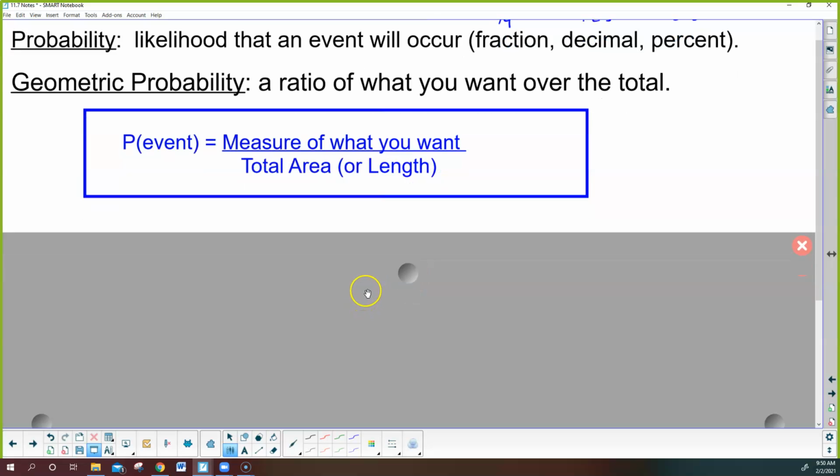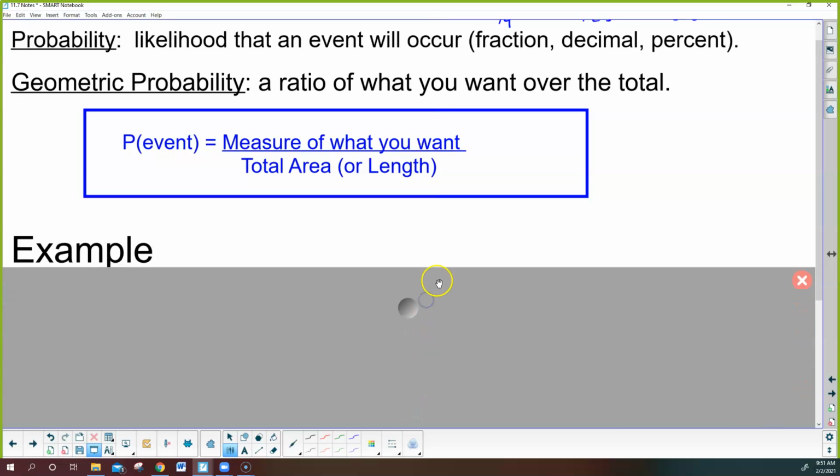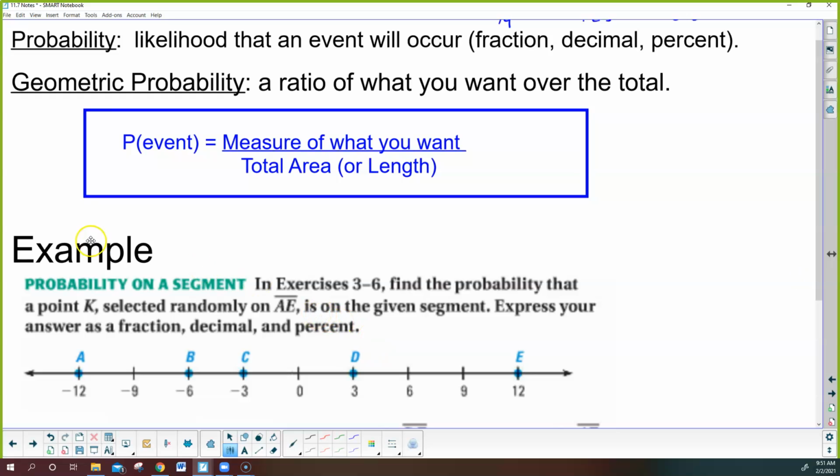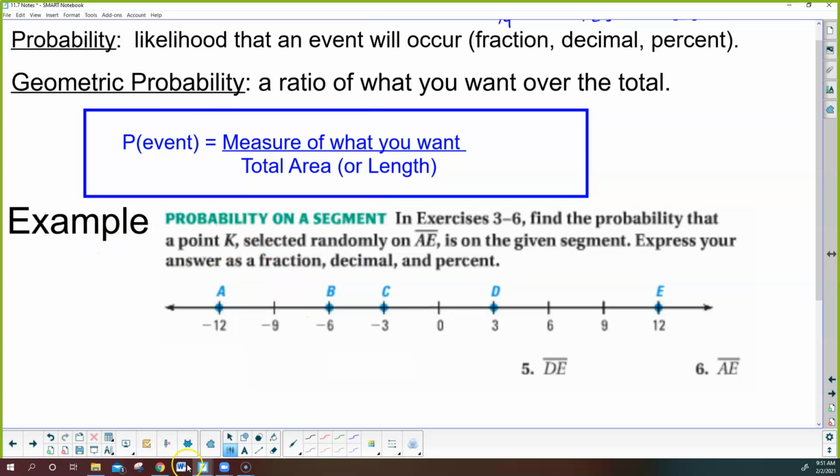So we're going to look at an example down here that I actually don't want you to write. I just want you to answer this, see what you get. This is meant to be a fairly quick problem. So let's say, find the probability of a segment. In exercises 3 through 6, we're going to do number 5 and 6 here. It says find the probability that point K, a randomly selected item on the line from A to E, is on the given segment. Express your answer as a fraction, decimal, and percent.